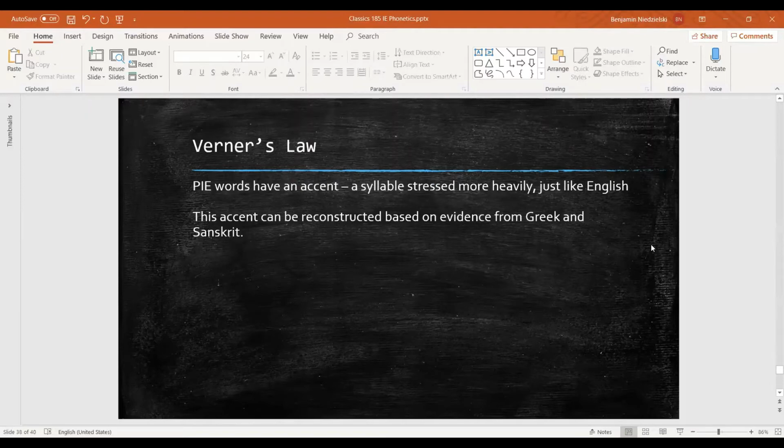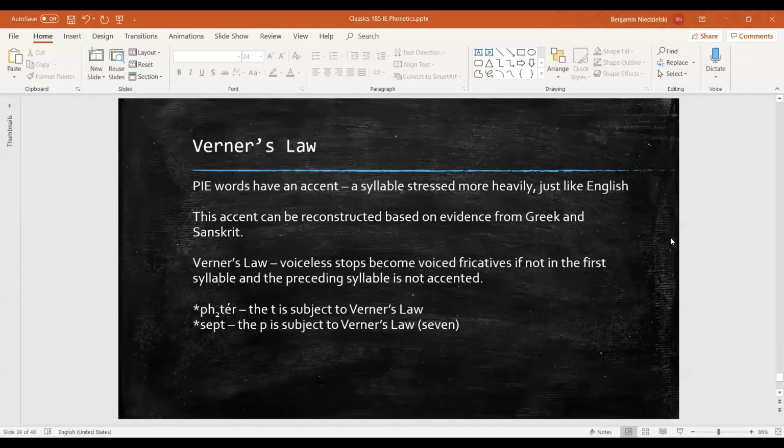To understand Verner's law, we have to talk a little bit more about the Proto-Indo-European pronunciation system. Proto-Indo-European words are reconstructed as having an accent. That's a syllable that's stressed more heavily, or perhaps it's a higher tone. But it's similar to English, in that we have one stressed syllable per word. This accent can be reconstructed based off of Greek and Sanskrit, both of which have accents. And so by understanding the rules of how Greek and Sanskrit accents work, we can generally figure out where they are in Proto-Indo-European. Verner's law has to do with the accent in the Proto-Indo-European word.